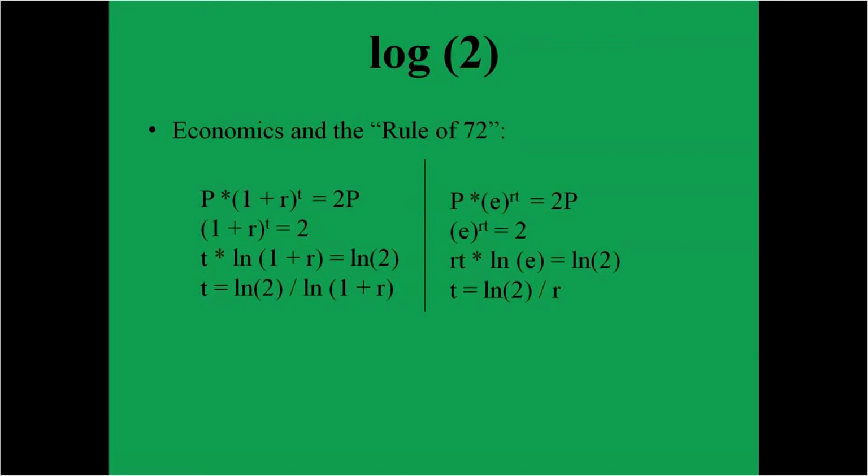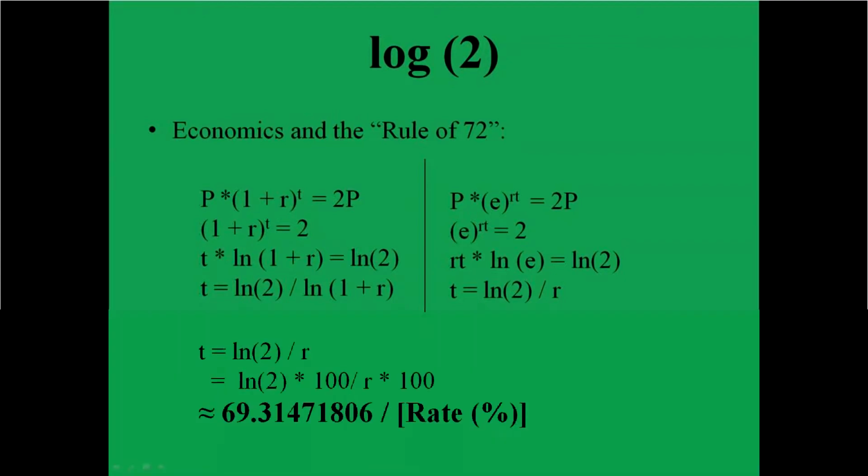We cross out the p's, we ln both sides, we divide by, in this case, it's simply r. And that gives us our doubling time. So it's log 2 over r. Well, that's very interesting. What that actually equals is 0.693147, 1806 approximately, divided by the rate. And if you want to convert this, because people typically think of rate as in a percentage, then you can just multiply by 100 over 100, and we get this equation down here, at the very bottom. This equation.